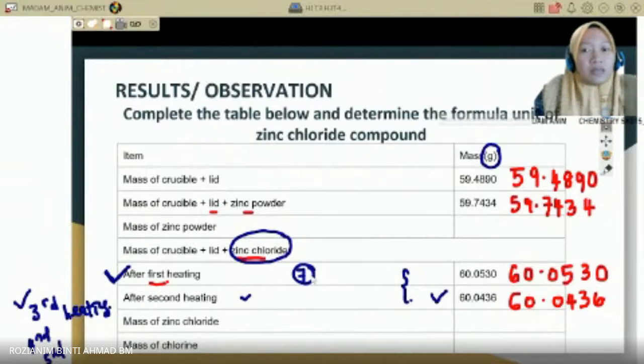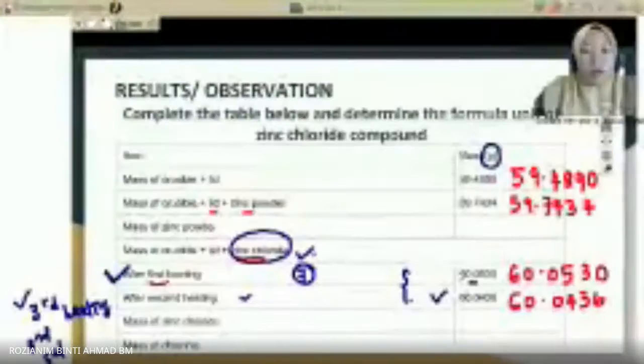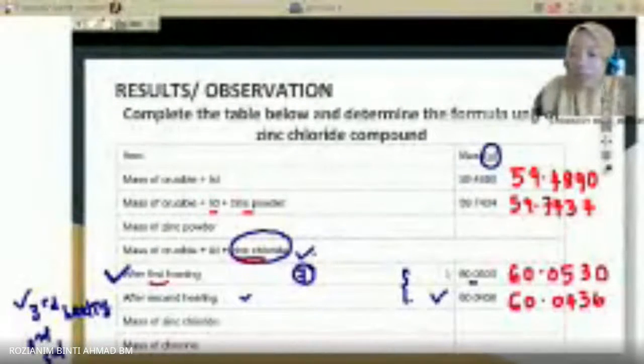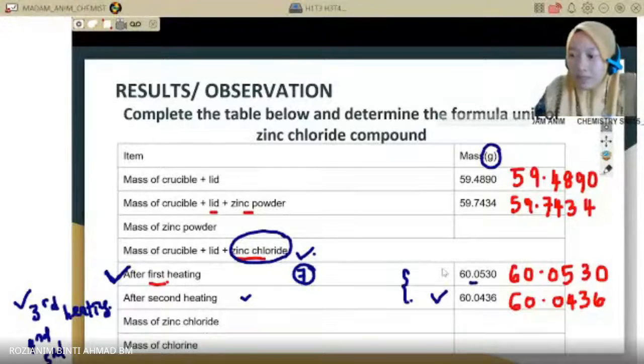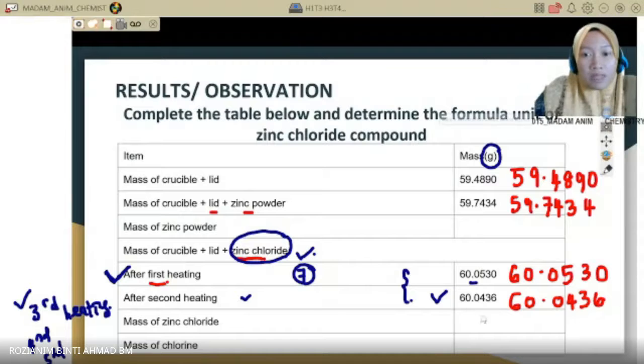Kenapa kena cover? Sebabnya nak elak daripada compound zinc chloride ini absorb moisture from the surrounding and affect the data. Kenapa? Sebab data kita nak completely dry, totally zinc chloride, tak ada substance lain. Okay. So dia kata kat situ cover and biarkan dia sejuk pada room temperature. Weigh the crucible and record the mass. So bermaksudnya sekarang, the first heating belong to the mass crucible and lead and also is our target product.